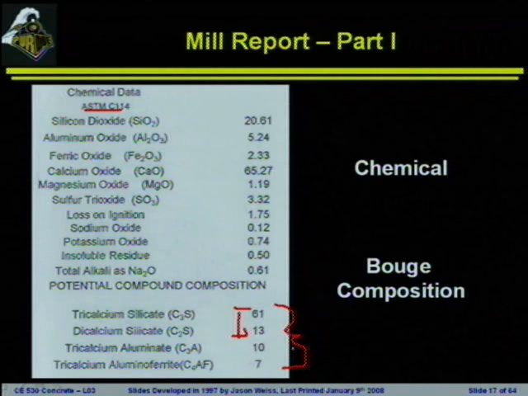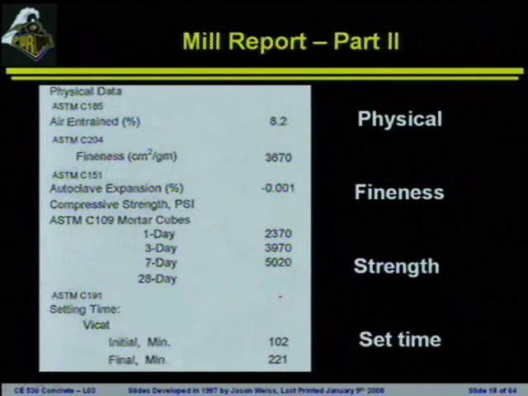On the other side of the mill report, you will see things that are typically a little bit more related to the physical properties of the cement, where you will typically see a measurement of the fineness. Here you'll notice that the units are a little bit different than the units that I had mentioned earlier. You'll see other things like the strength of cubes that are manufactured at different ages. That'll give you a little bit of an idea of the strength development. And then you'll see information about the set time.